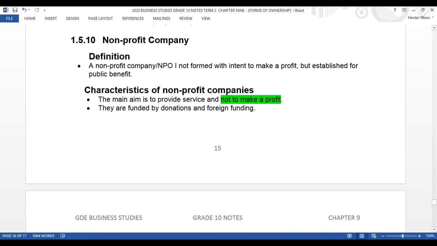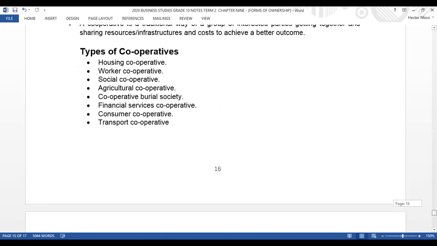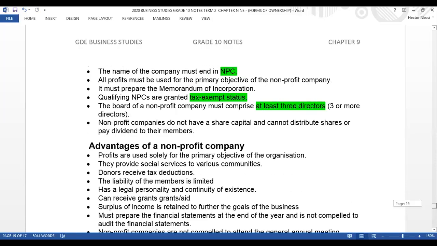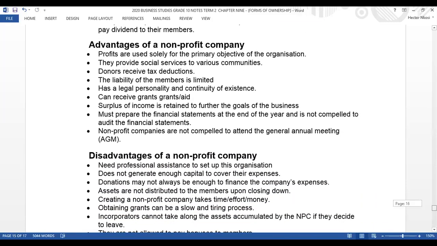Now, let's look at the advantages of your NPC, right? We know that their profits are used solely for the primary objective of the organization. Also, they provide social services to various communities. Donors receive tax deductions, which means donors are the people that donated to this NPC, so they receive a tax deduction. The liability of the members is limited, very good.